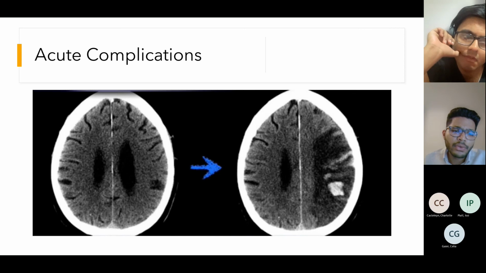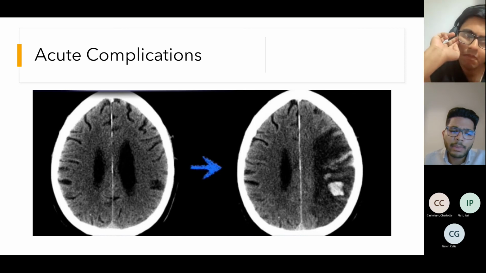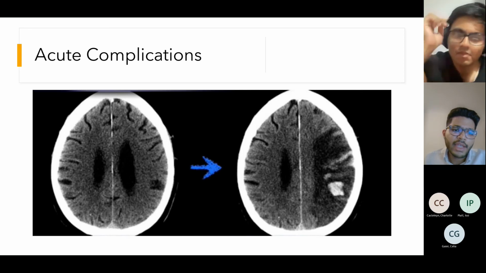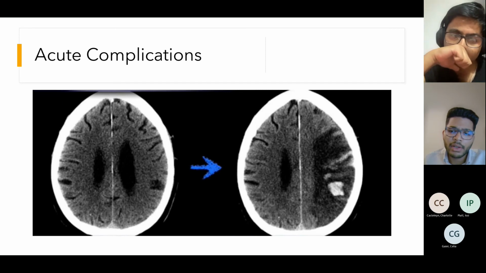So on the left, you've got your ischemic stroke. I don't know, one of the lateral ventricles does look a bit big. I'm not a radiologist, I can't tell you why that is, but yeah, there's an ischemic stroke there anyway. And on the right, you can see an area of bleeding and a big area of infarction. This is a hemorrhagic transformation.